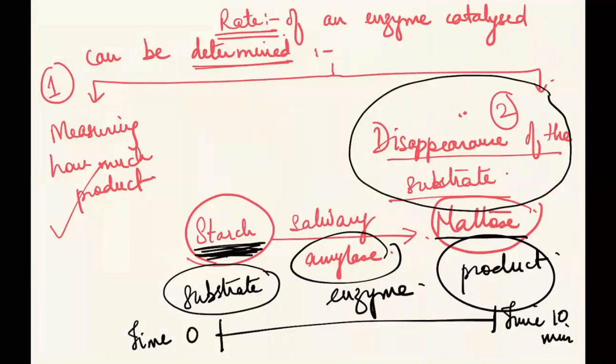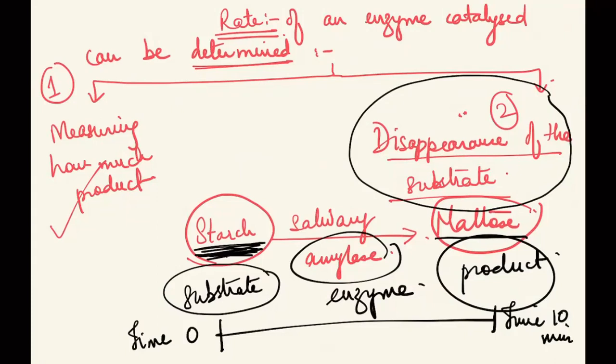Let's now move on to how to calculate the rate of an enzyme catalyzed reaction. ये कैसे हम calculate कर सकते हैं rate of any reaction? So rate is the speed with which the reaction is happening, right? Now the speed or the rate with which the reaction is happening depends upon how much product is formed per unit time and or एक और तरीका यूज हो सकता है कि how much substrate is disappearing per unit time, isn't it?